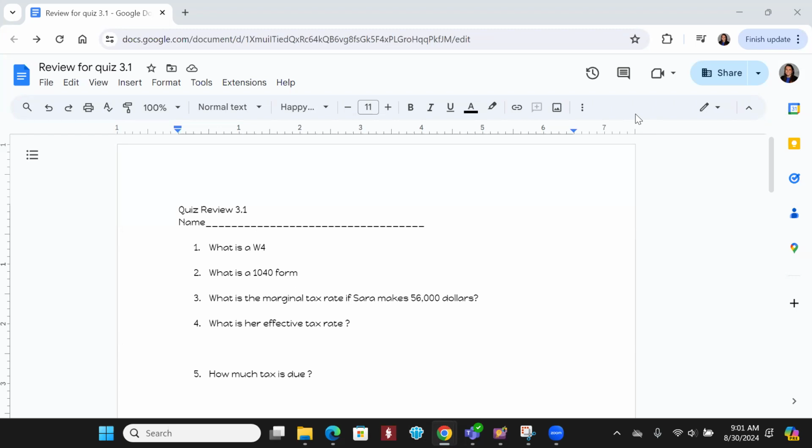Okay, so what is a W-4? Okay, so this allows your employer to take out correct federal income tax.